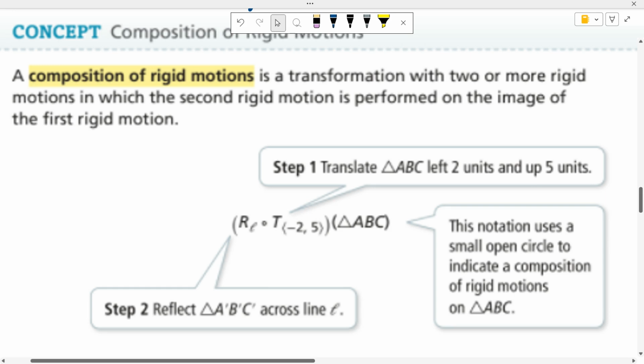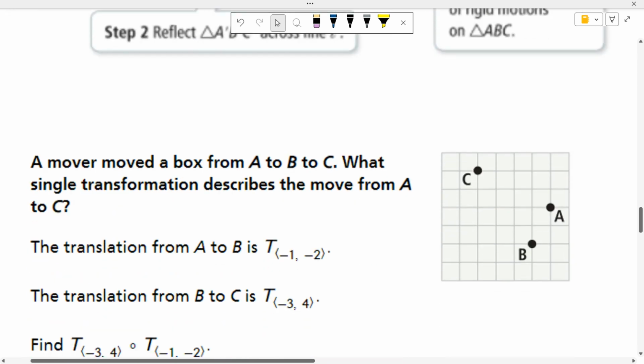Okay, when we read words in a sentence, we read from left to right, correct? Yeah. We read left to right. When we're doing composition of transformations, we go from right to left. Step 1 is on the right, step 2 is on the left. So it's just the opposite of what you would think.